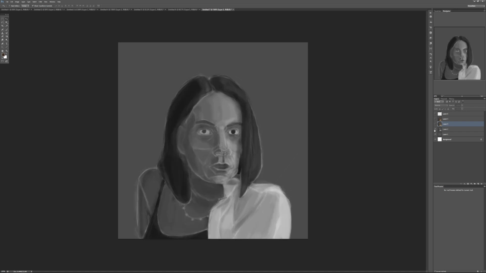Yeah, and you're working over the top of the values here. Your values are working over the top of the lines here. I would say develop the values to the point where you aren't really seeing the lines anymore. But definitely don't try to take it to a really tight final. Don't work on edges. Don't work on details.